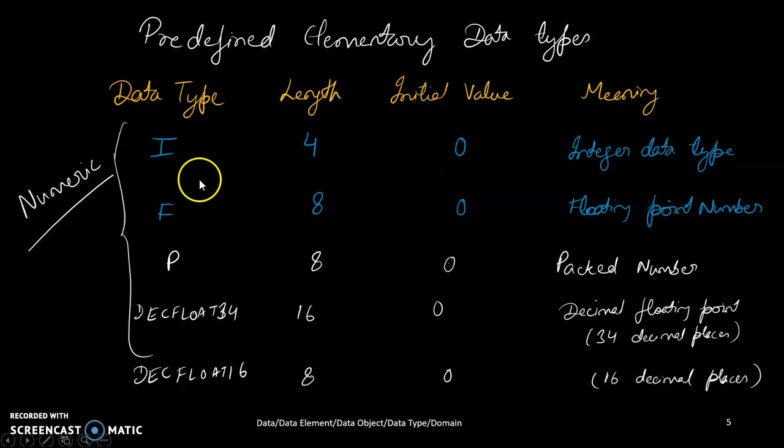Suppose I write num1, which is an integer, and I didn't put any value into it. When nothing is put, it holds the initial value. The initial value is 0. Like that, you can see on the screen for different data types: I has length 4, F, which stands for float, has length 8, P stands for packed, with length 8, DECFLOAT34 has length 16 bytes, and DECFLOAT16 has length 8 bytes.